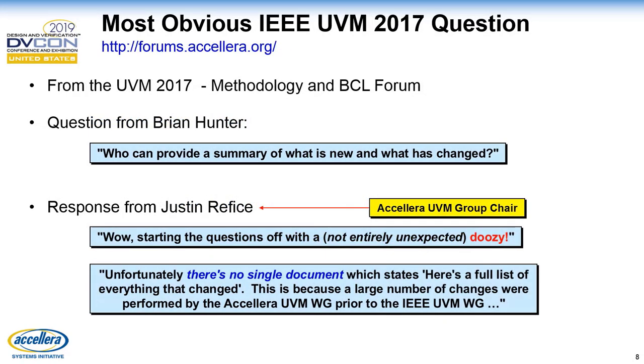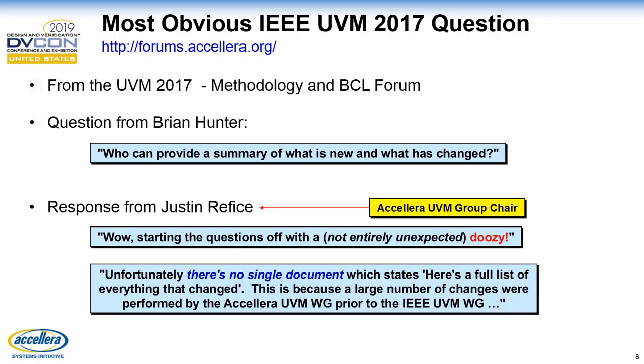Now, as far as 2017, there's a forum also out there on the 2017 methodology and base class library. And the very first question that was asked out there was by my good friend Brian Hunter. He asked the question, who can provide a summary of what is new and what has changed in the IEEE UVM standard? And the response came from Justin, who was the Accellera UVM group chair.